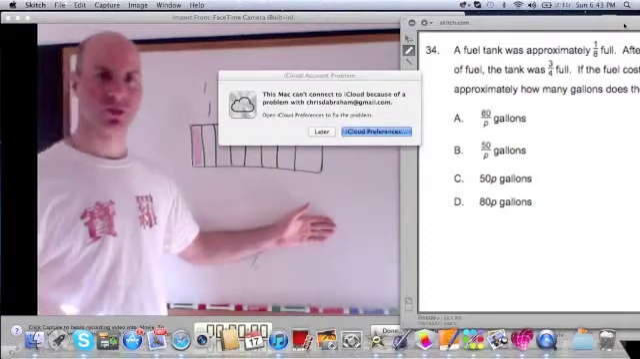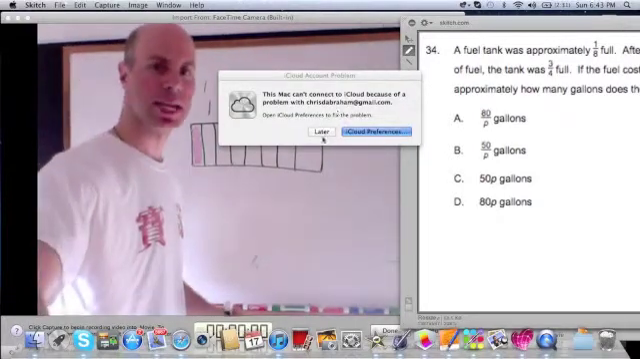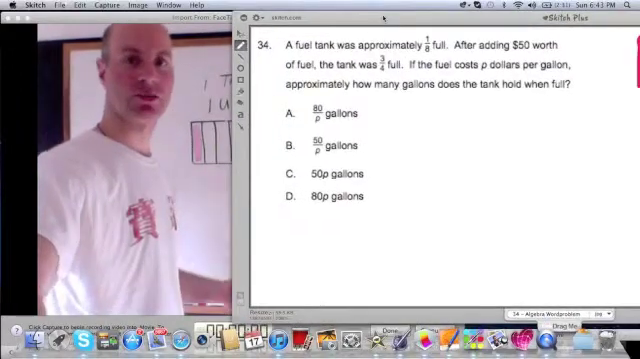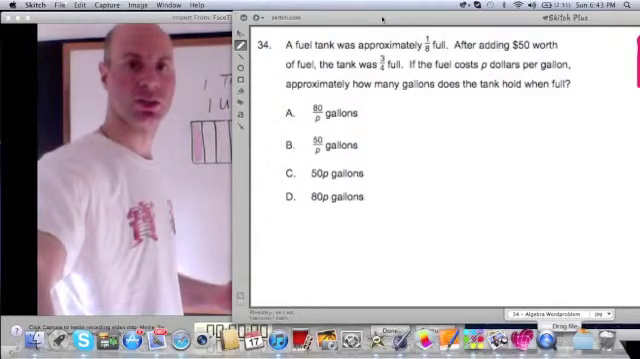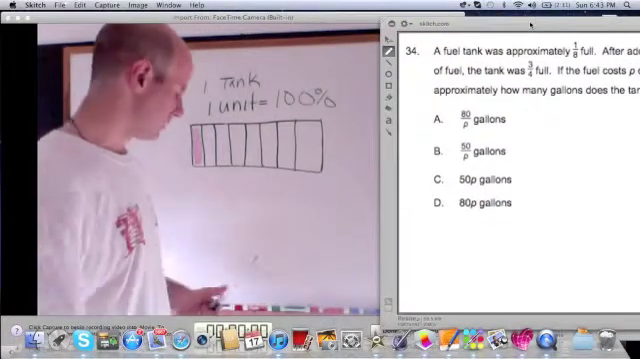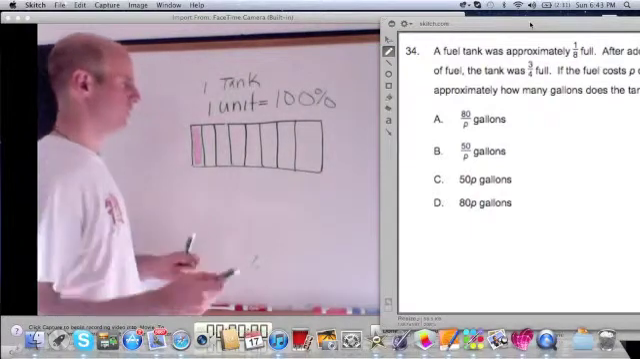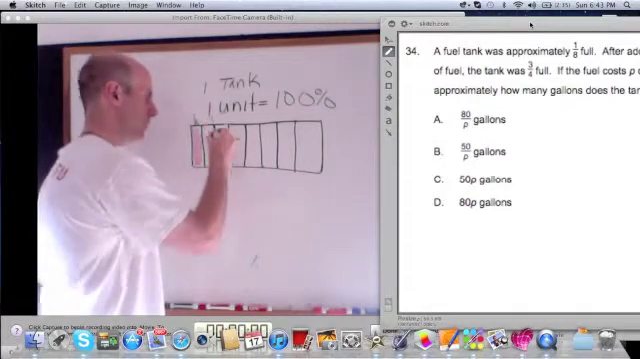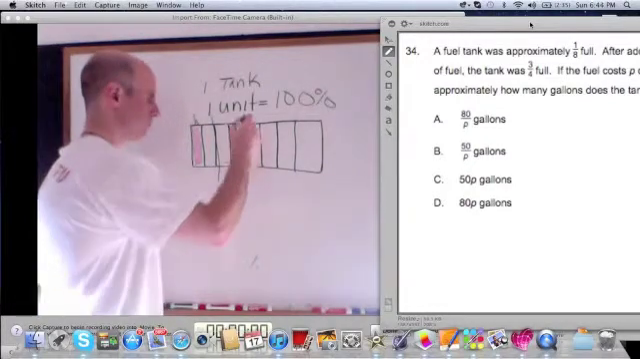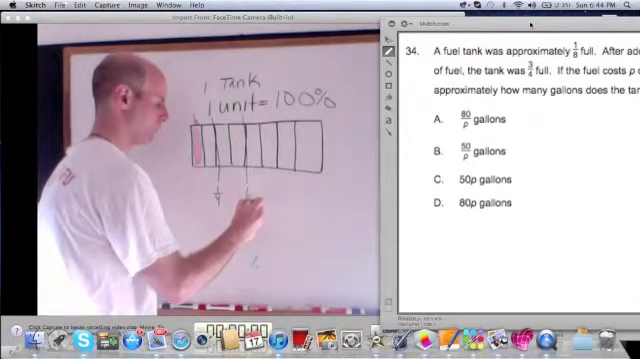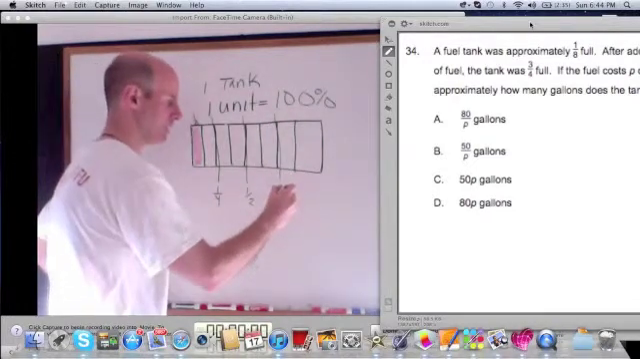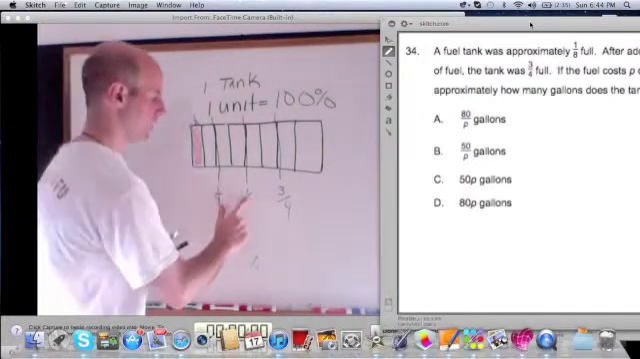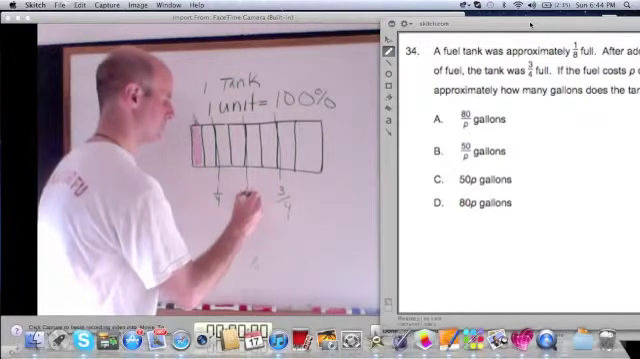It's 1/8 full, and I'm going to now go to the next piece of information. After adding $50 worth of fuel, the tank was now 3/4 full. So here I go. It's 3/4 full. If this is 1/8, then this would be 1/4, this would be another fourth, or we could say 1/2, and right about here would be 3/4. So why don't I label this: 1/2 is the same as 2/4.